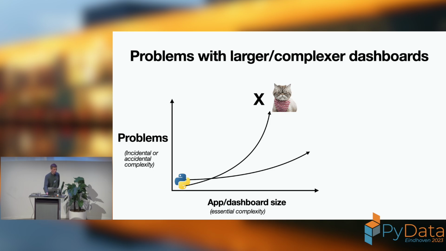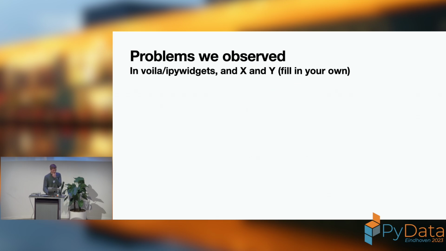And what we wanted was something where we can go to these more complex applications or dashboards without feeling like this cat and feel more like this cat. And I think we succeeded with that using Solara. So what are the problems we observed? Because I'm an IPyWidget maintainer, I can explicitly mention those, but there are other frameworks that you can fill in yourself. And I talked about these problems, and that's what we call formally incidental complexity.